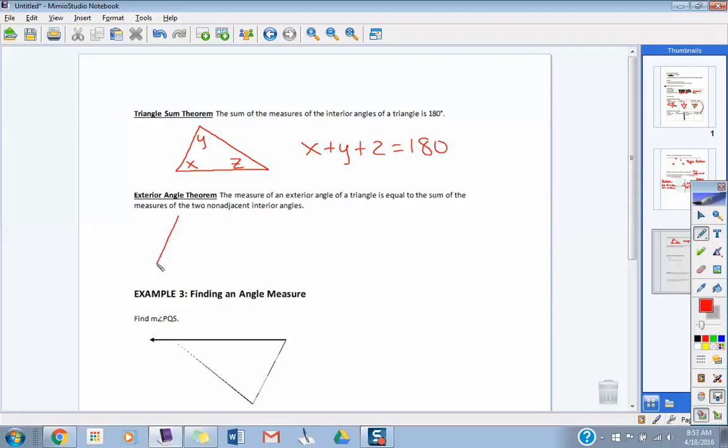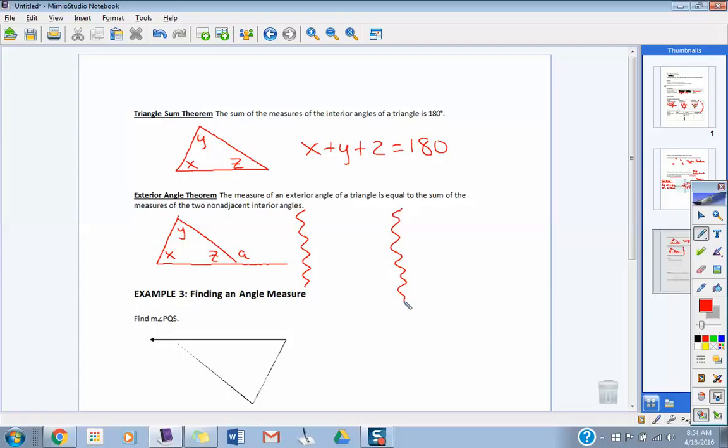Here's a triangle with one side extended. Okay, I'm going to call my triangle X, Y, and Z. And I'm going to call this angle A over here on the exterior. Okay? I'm going to give me some room here. And I'll show you what's really happening here.